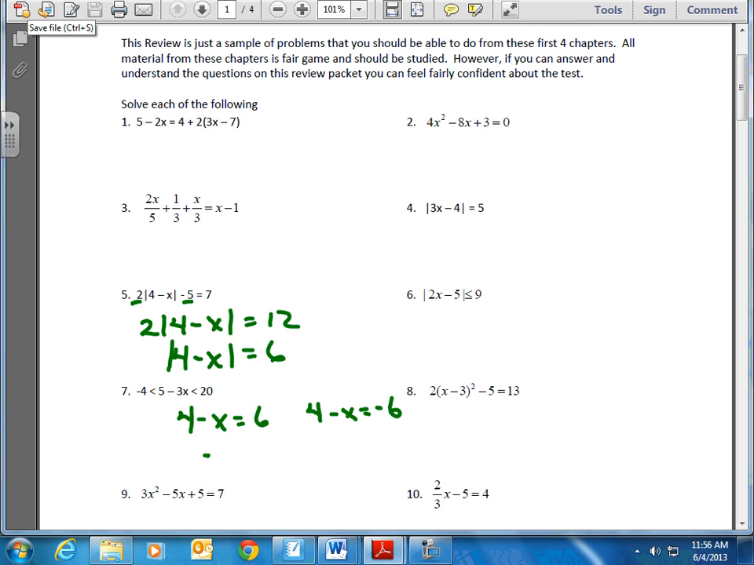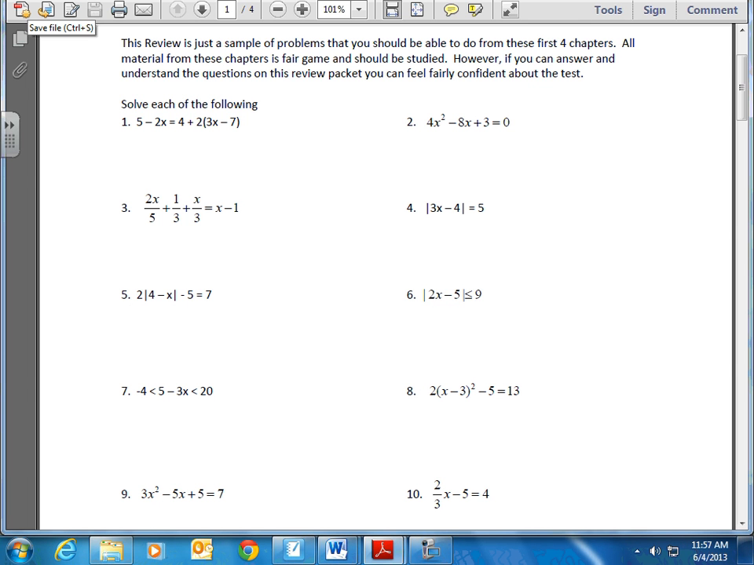Subtract 4, divide by negative 1, and I get x equals a negative 2. Subtract 4, divide by negative 1, and I get x equals 10. Two answers, negative 2 or positive 10. Question 6. Very similar concept to questions 4 and 5.